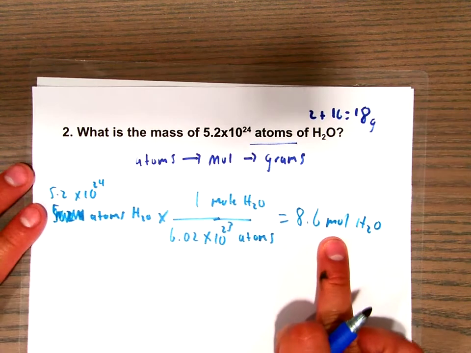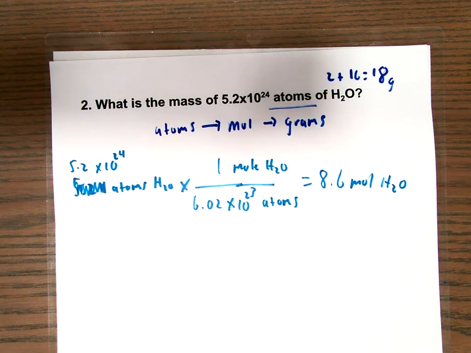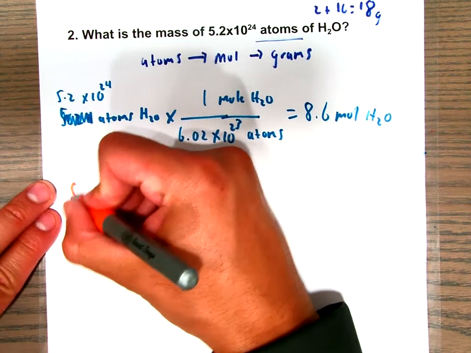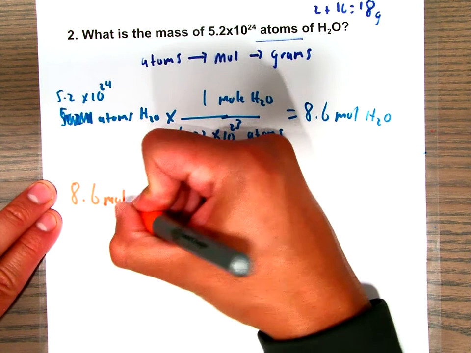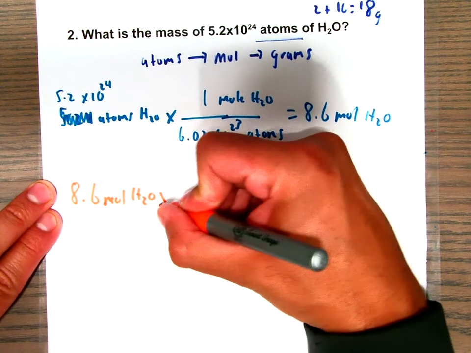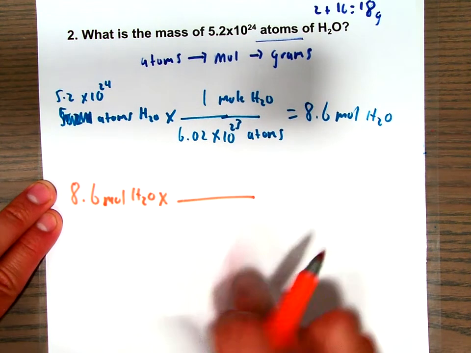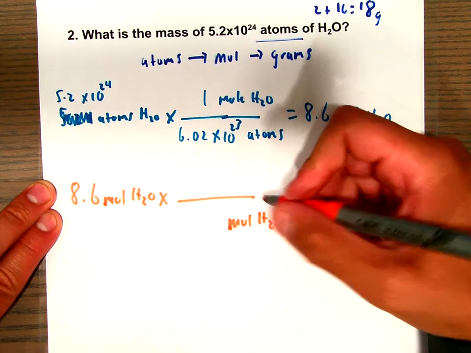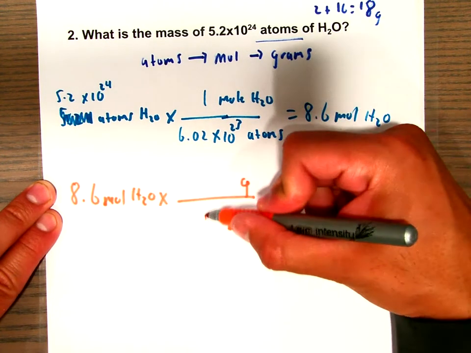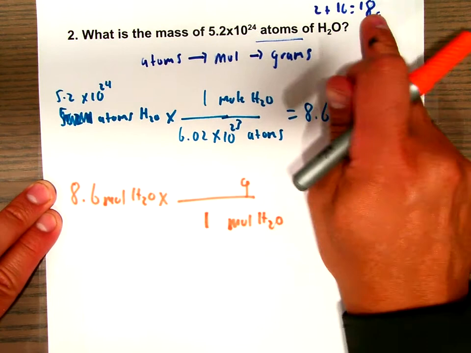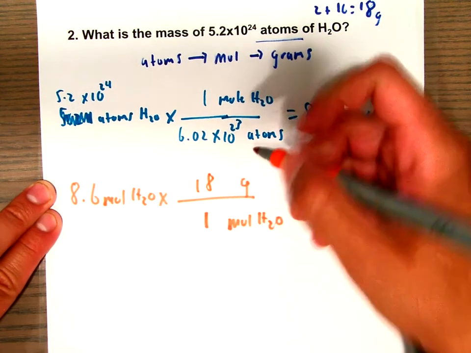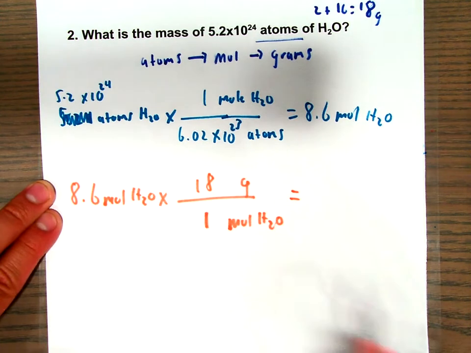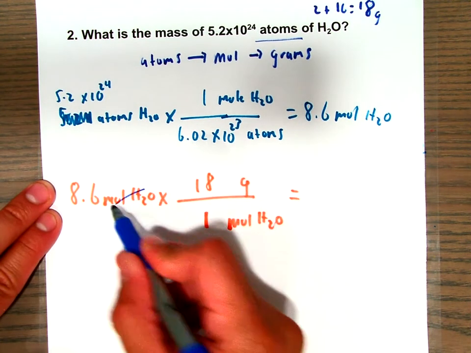Okay, so now let me just rewrite this down here so you can visualize it a little bit easier. So I have 8.6 moles of H2O times, if I start with moles, I need moles in the bottom. I'm looking for grams, right? So grams go on top. I know that 1 mole equals 18 grams. So I put that on top. That is my final answer. 8.6 times 18 grams. Cancel, cancel.